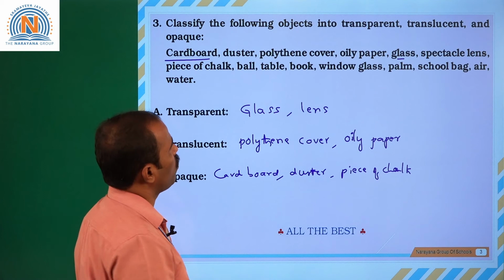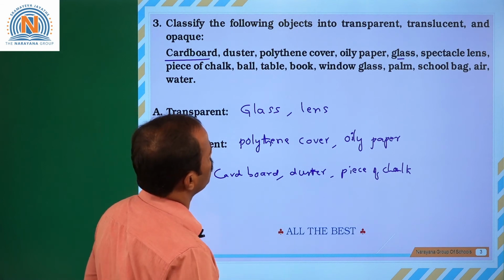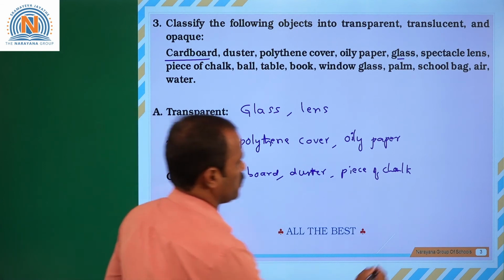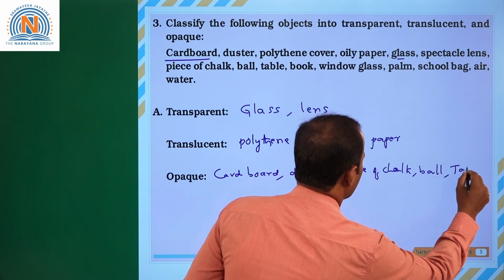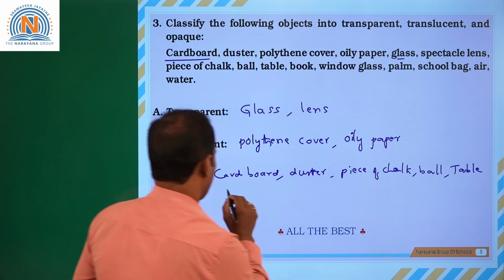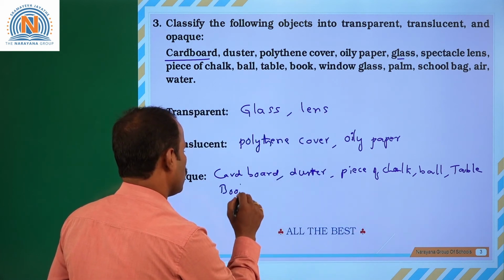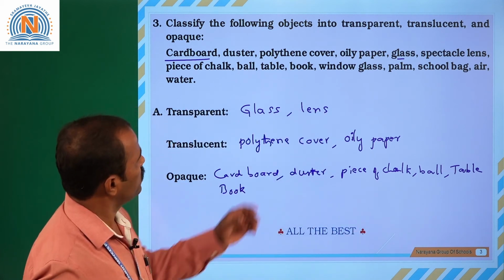Next to ball, table, book, these all come under opaque object. So ball, table and book come under opaque object.